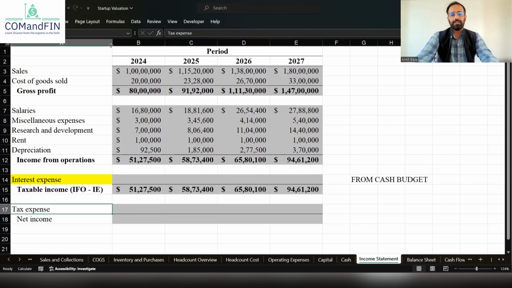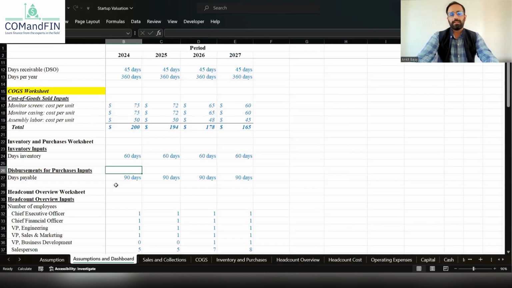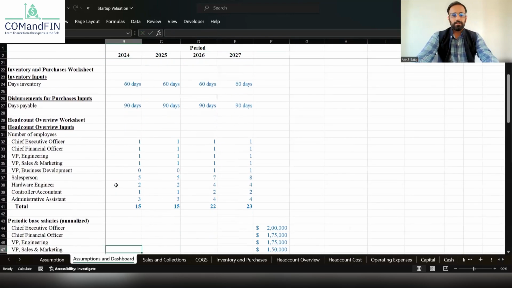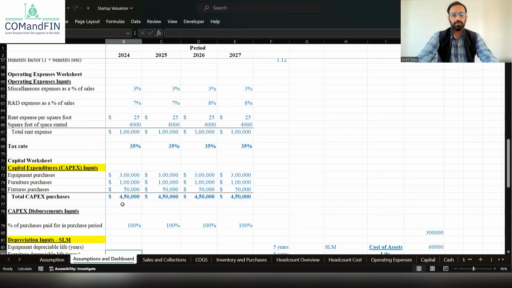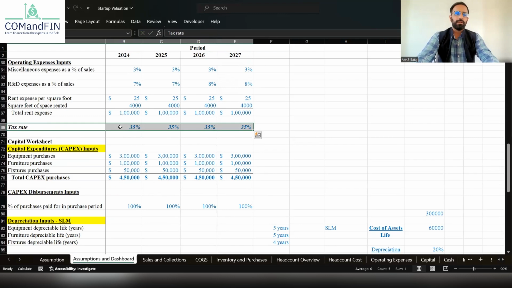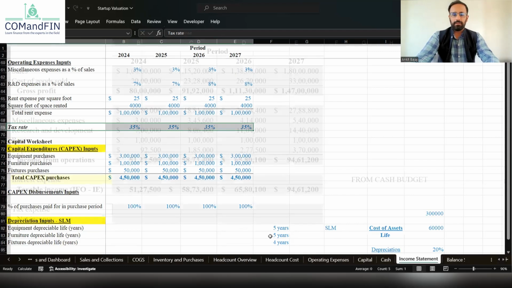Now, if I want to calculate the tax expense, in the assumption sheet you can see that an assumption is given related to the tax expense, which is 35%. Right here, tax expense is given that is 35%. What does the company do? The company pays 35% tax on total profit. Right. So here we can see the income statement and we can link this value.